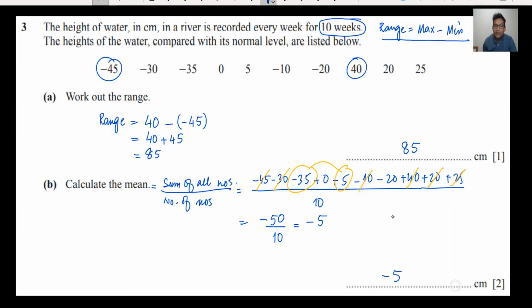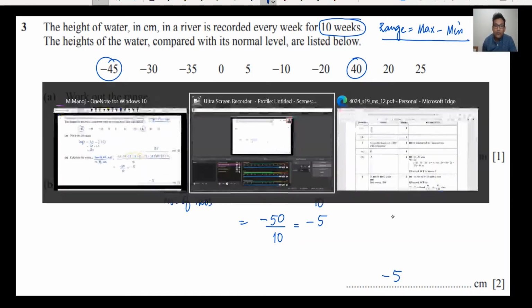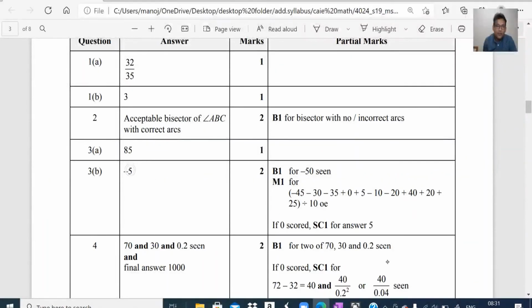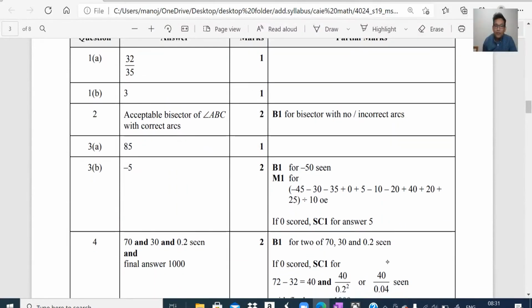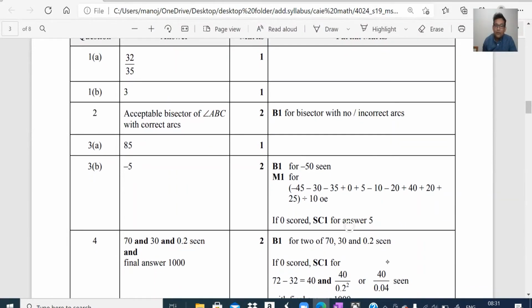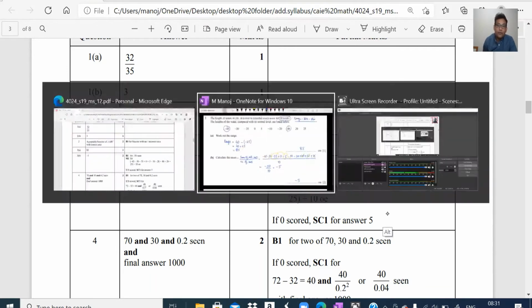One common mistake, as we see the centimeter, is why we should write the negative sign. You're finding the mean. This negative 5 centimeters shows you are below the normal level, so you have to write the negative sign. You can see the answer is coming minus 5. And if this is the 0 score, for a 0 answer when you write only 5, so be careful.